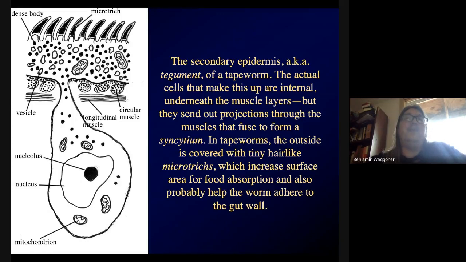This happens to be a tapeworm, and in tapeworms, although not others, that secondary epidermis is covered with little hair-like structures called microtriches, Greek for small bristles. That increases surface area because tapeworms just absorb food directly from the gut. They don't have guts of their own. They don't eat. They probably help the worm adhere to the body wall.